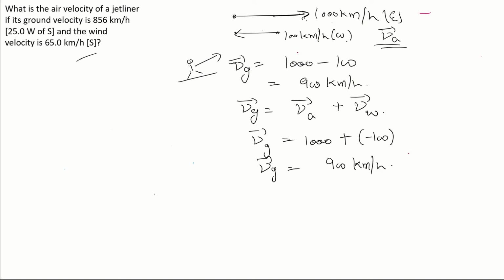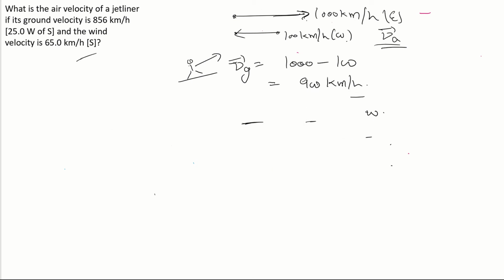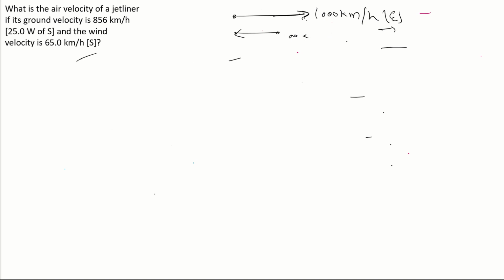So the basic idea is that by doing this exercise, we've generated a formula that VG is equal to VA plus VW, where air velocity plus the wind velocity is equal to the ground velocity. We're going to use this formula to solve the 2D problem also. So I'm going to erase this, and let's look into this question now. The air velocity of a jetliner.